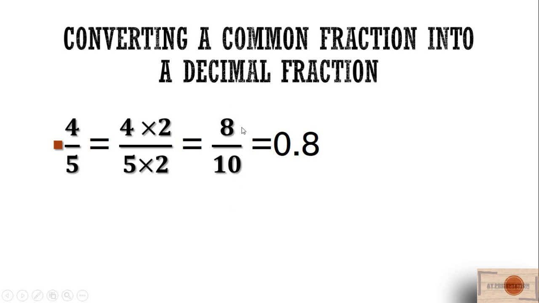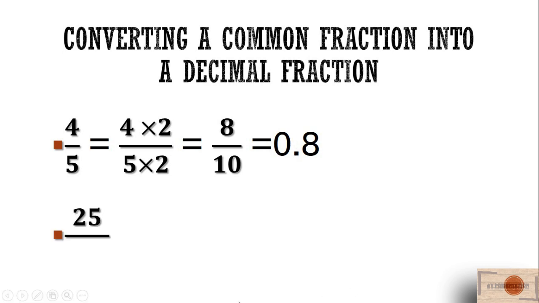Then to write this fraction in decimal form, write 8, and in the denominator there is 10. Now always observe the 0 in the denominator. There is 1 zero, meaning 1 digit, and then give a decimal point and then 0.